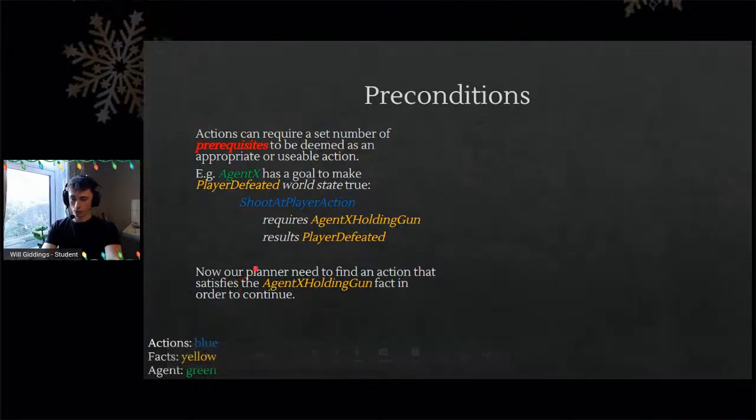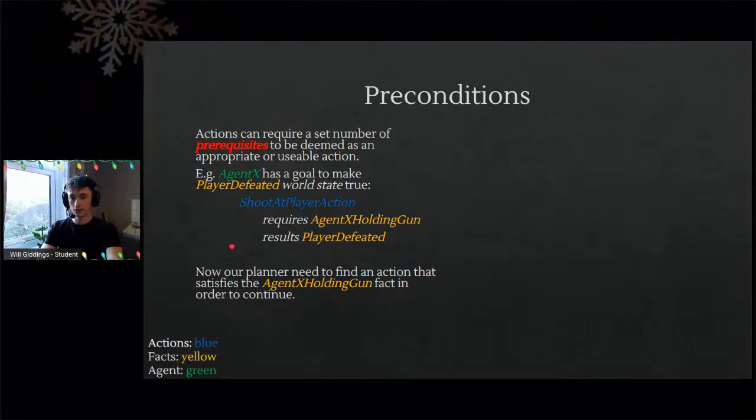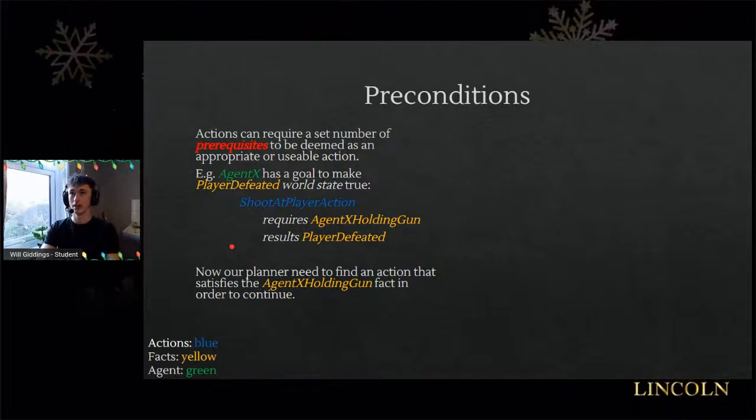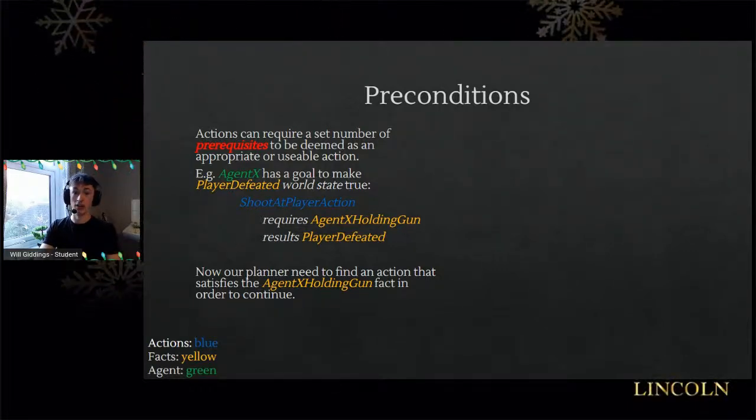So we're going to introduce two more things here: preconditions and costs. These are two parts that are intrinsic to goal-oriented action planning, and they're really, really simple.